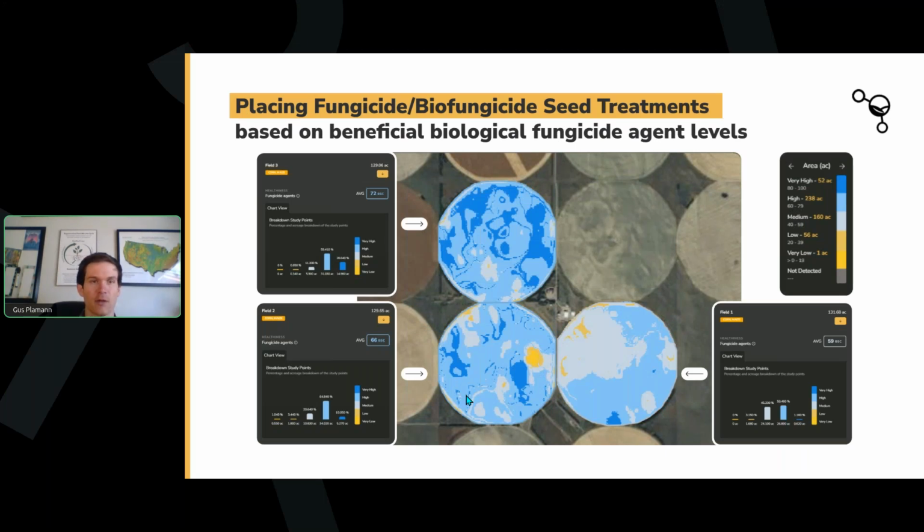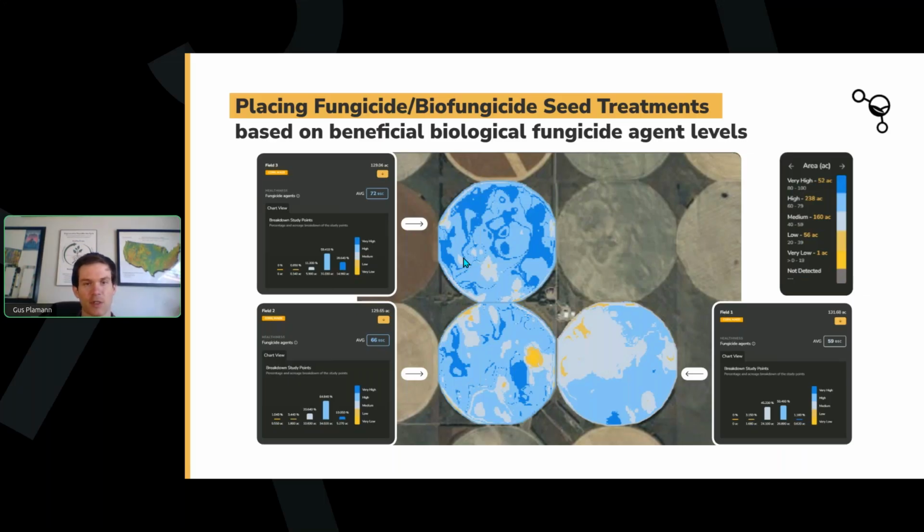Now looking at another angle of disease, this is levels of beneficial fungicide agents. So these maps are measuring the microbes that are able to suppress fungal pathogens like fusarium. And this is scored on a different index than disease. Because we're looking at beneficial microbes, you'll see in the top right our legend here. It's scored from very low levels in the yellow to very high levels in the dark blue based on BioMaker's corn database. And you can see majority of these fields are in those blue ranges from medium to very high.